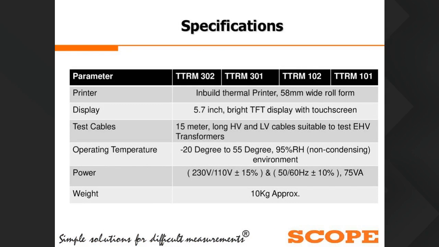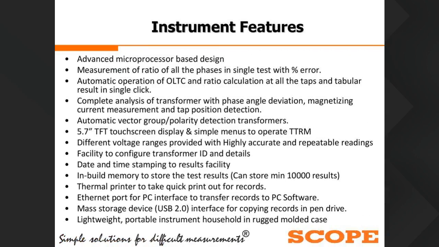We have an inbuilt printer in the instrument, and a 5.7 inch touchscreen display. Then test cables we can provide as per the requirement. The operating temperature is minus 20 to 55 degree and the weight is approximately 10 kg. So here we can say the instrument is very simple, and for operation to measure different tests, this is very useful. Now we will see in short the instrument features.